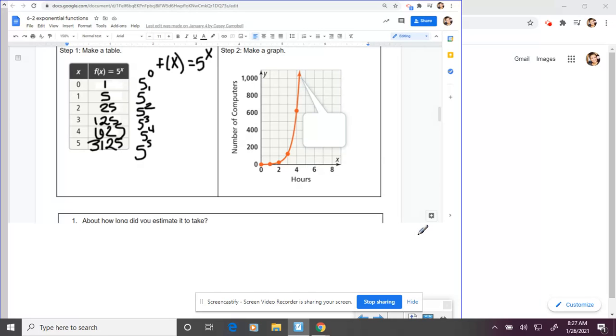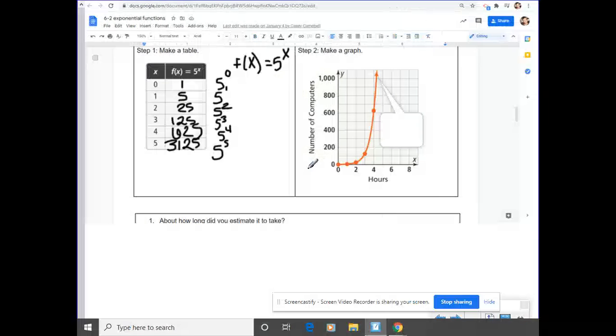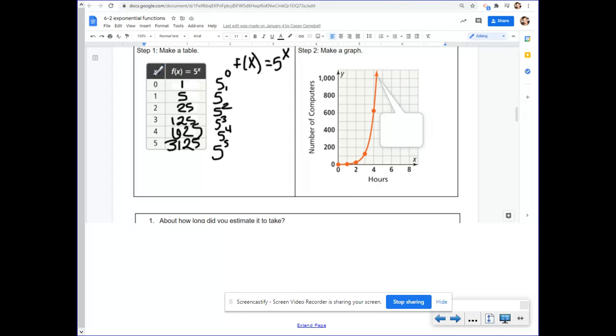Okay, moving on. And they give us this graph. They've already graphed everything for you. They graphed 0, 1, 1, 5, 2, 25. And then they give us this little box here, and it says after 4 hours of the virus. So go to 4 and see where it's about 1,000 computers are affected at this point.